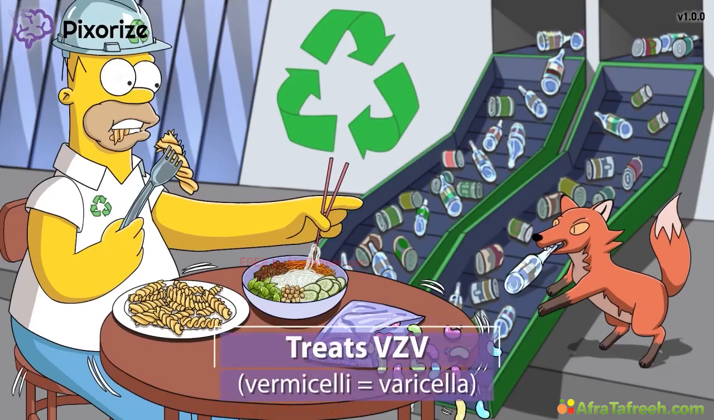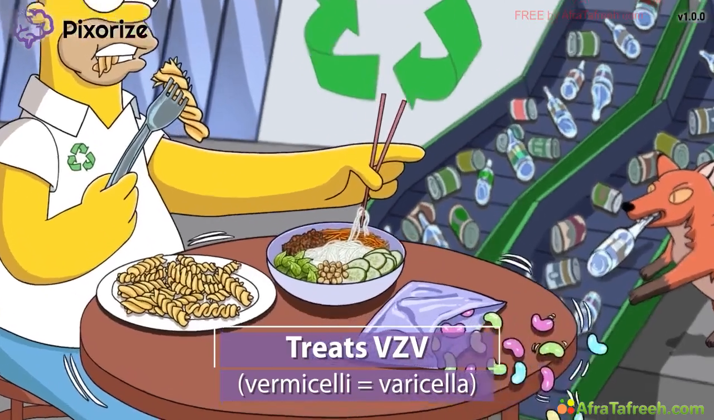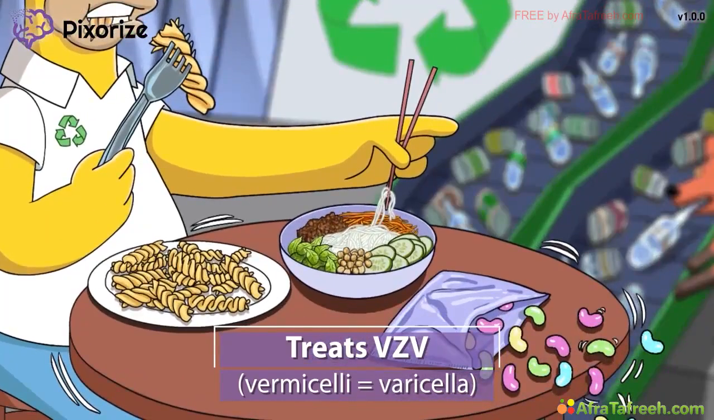Homer has always been good at multitasking, at least when it comes to eating. Fork in one hand and chopsticks in the other. That's actually pretty good chopstick form as he picks up those long, thin, white vermicelli noodles from his bowl and points over to the fox in surprise.